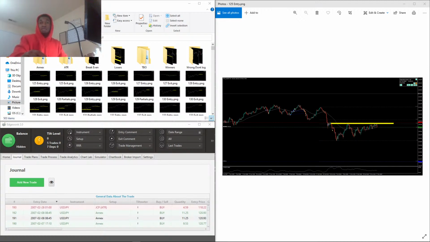I didn't keep track of the lot sizes. I kept track of the pips. Pretty much, I didn't use it as a real simulation.